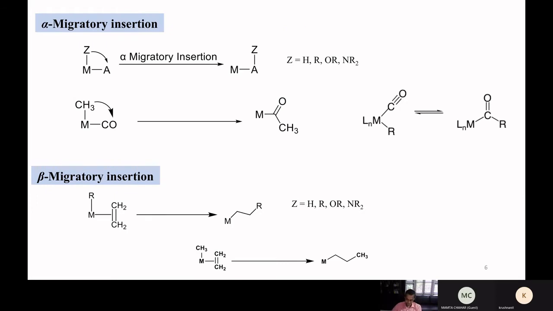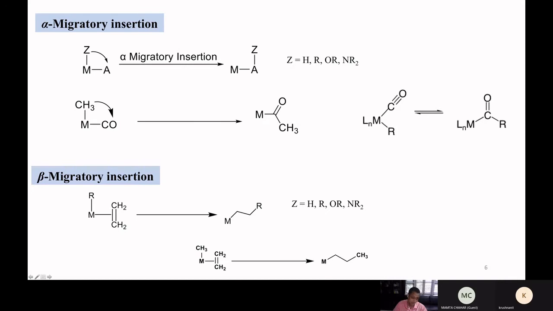Today, as we said, the topic is alpha migratory insertion. What is happening here? This is a little bit different reaction, but quite an exciting reaction. You have two units on the metal center. Let's say this is the metal center, this is a methyl group, and this is a CO. What essentially happens is that this R group will be transferring onto the carbon of this carbonyl.